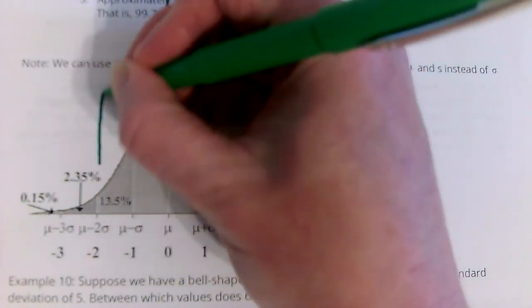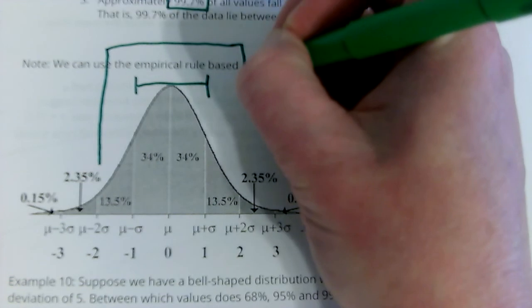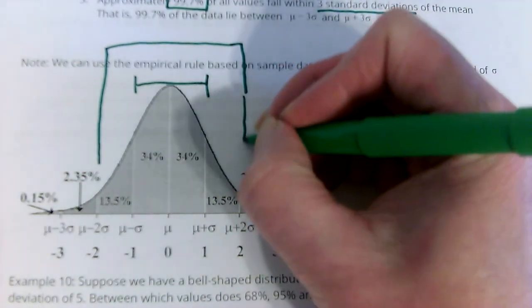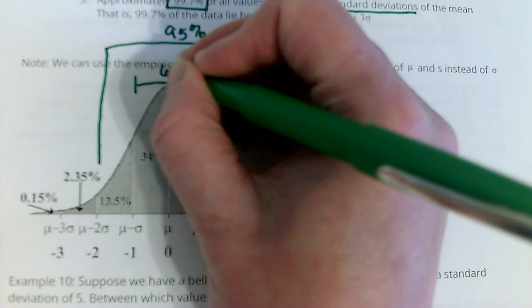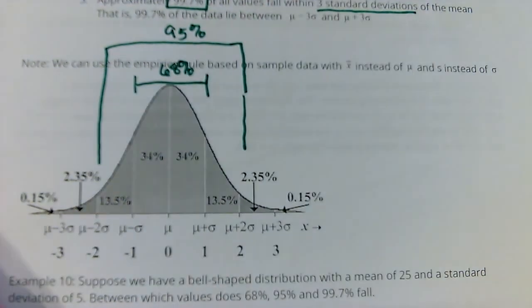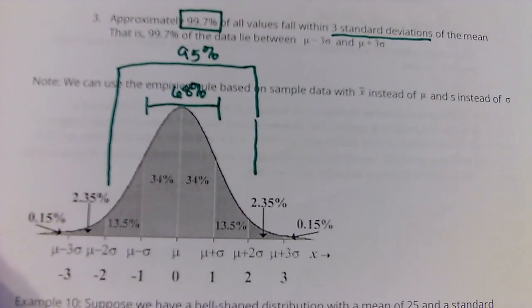68% is right within 1 standard deviation of that mean. And then 95% are within 2 standard deviations. That's a lot. You need to know these percentages. 99.7%, that's almost everything, is going to be within 3 standard deviations. That's a bunch.